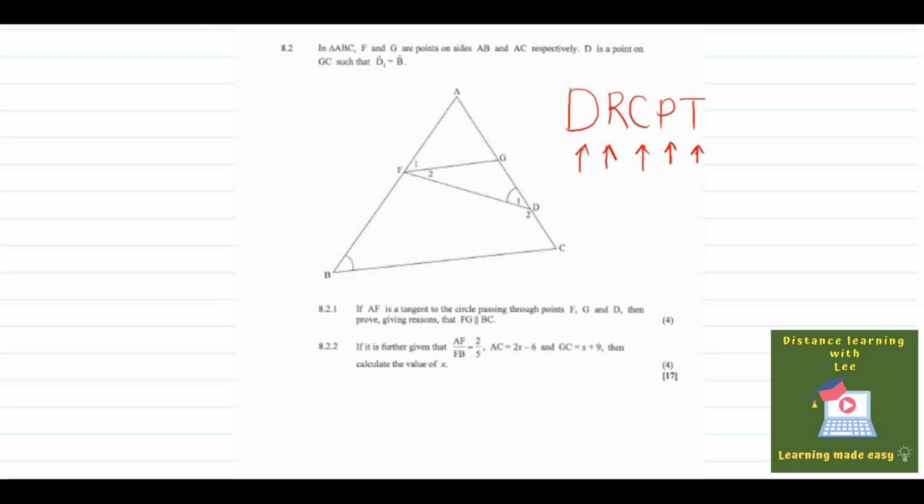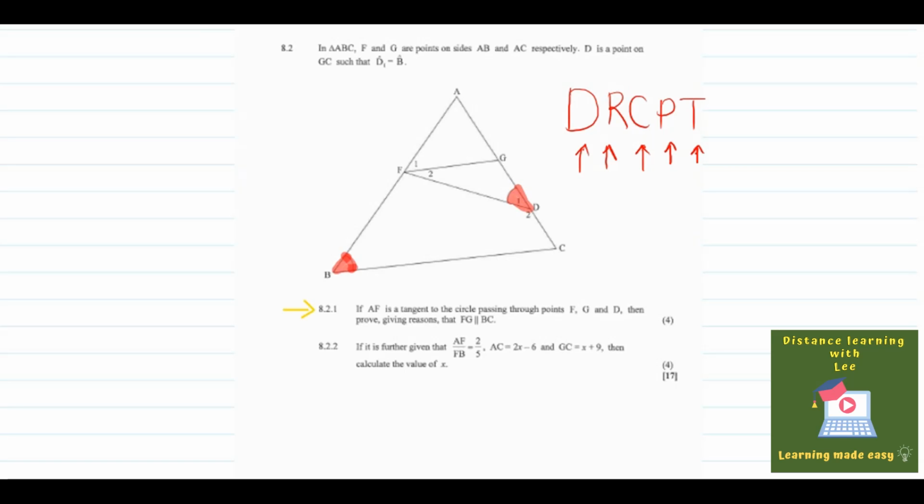Okay, so let's look at the information that's given. We are told that F and G are points on sides AB and AC respectively. D is a point on GC such that D1 is equal to B. So we're just going to fill in that information. They're telling us that our D1 is equal to B. So I'm just going to color that in. So that angle there is equal to this angle there. That's what is given.